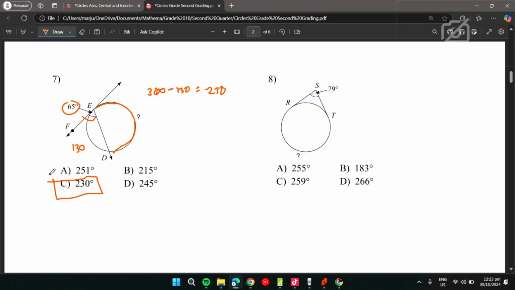Sige. How do we do number 8? Alright, happy. That's 259. C. What about the others? Again, ang concept lang dito is far arc minus near arc over 2, right? Pag nasa labas, minus natin. Pag nasa loob is add natin. So, how do we do this?